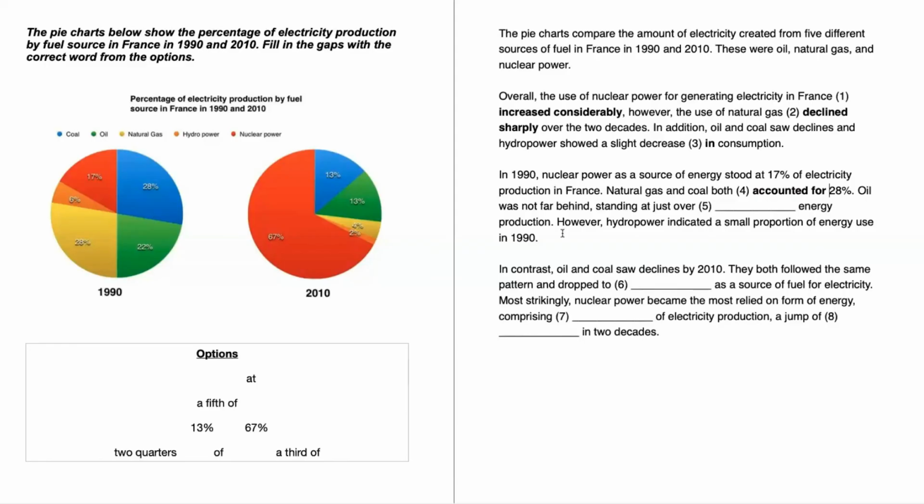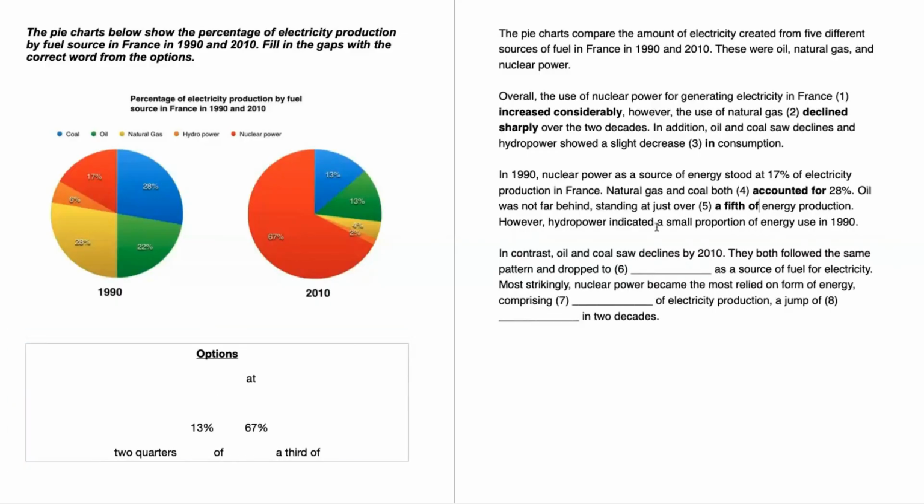Continuing on, oil was not far behind, standing at just over blank energy production. Now this is a bit difficult. We'll have to look at oil, which is green. So we're looking at how oil was not far behind natural gas and coal. Let's think about 22% in the midst of all of these categories. So we see there are 1, 2, 3, 4, 5 categories. So 22% would actually be a fifth of the entire energy production. So that's how we get this answer here. In the last sentence, however, hydropower indicated a small proportion of energy use in 1990.